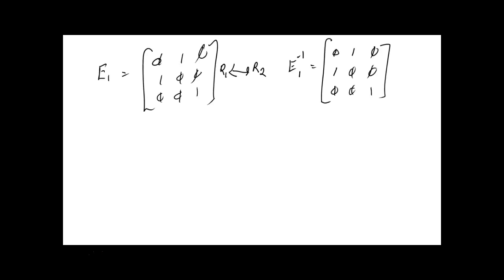Okay. Now, what if this was your elementary matrix, E2? Well, you tell me, is it an elementary matrix? 1, 0, 0, 0, 1, 0, negative 2, 0, 1. Is that an elementary matrix? Yes, it is. Okay. Now, how do we get it?